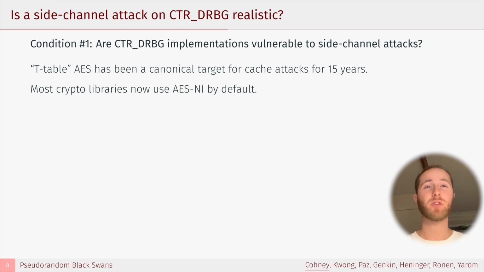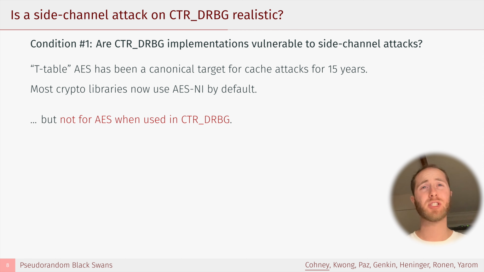But we've known about this for a very long time, so one might expect all implementations to use AES-NI or other hardware-based AES by default. Well, yes, most implementations use hardware AES when a user requests the encryption of a string, but surprisingly, it turns out a number revert to software-based AES when used as part of counter-DRBG.